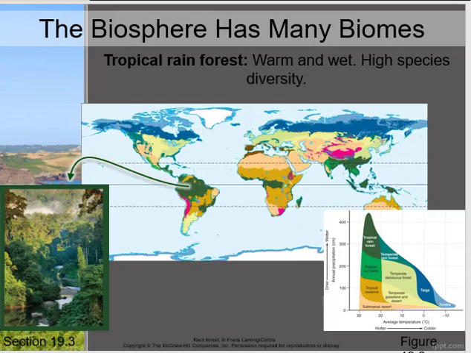Tropical rainforest, warm and wet, high species, produces huge amounts of oxygen and absorbs huge amounts of CO2. But the countries where it's found are so desperately poor that they're constantly burning down sections of the forest so they can raise cattle and things like that on it to feed their people.